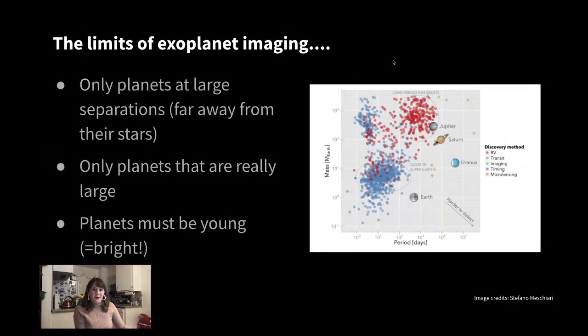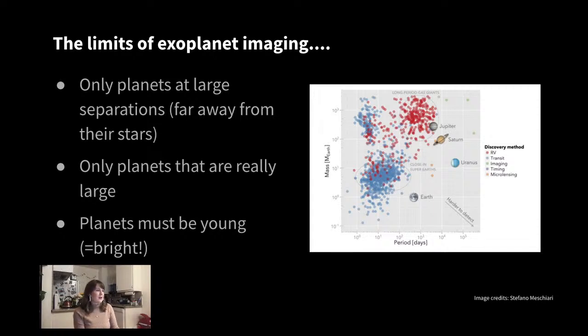So there are some limits to exoplanet imaging. We already talked about the advantages, but on the flip side, those are also kind of its limits. We can only see these planets at large separations, so they have to be far away from their star, where they're not going to get drowned out by that starlight. And we can also only see planets that are really, really large. Right now, the smallest planet we've imaged is 2 times the mass of Jupiter. So we haven't even been able to see anything as small as Jupiter, which is the biggest planet in our solar system. That is a limitation in a way. And hopefully, as technology gets better, we'll be able to image smaller and smaller planets.